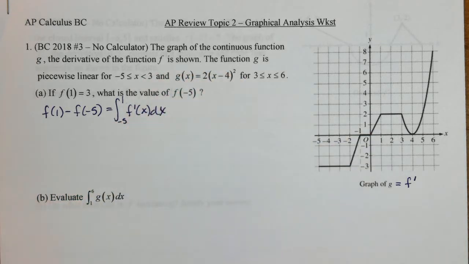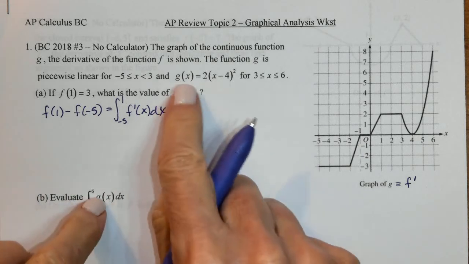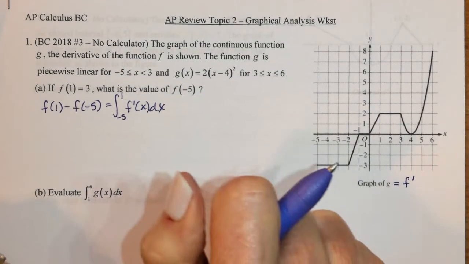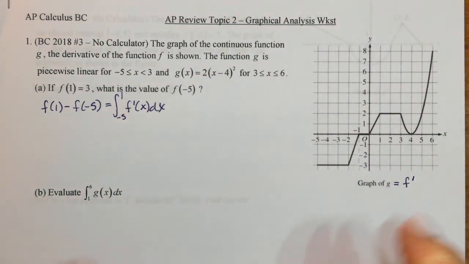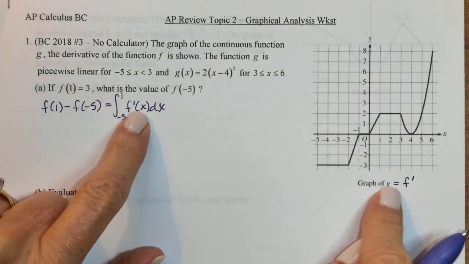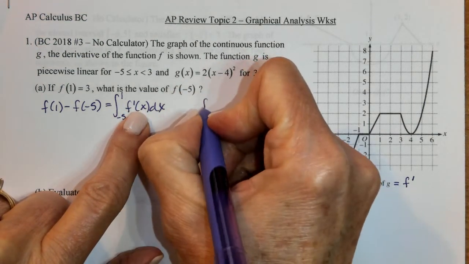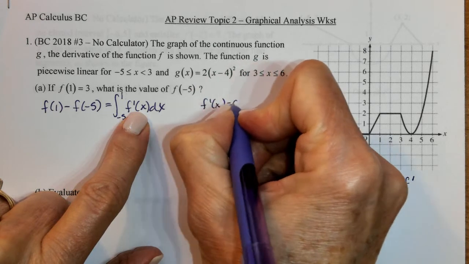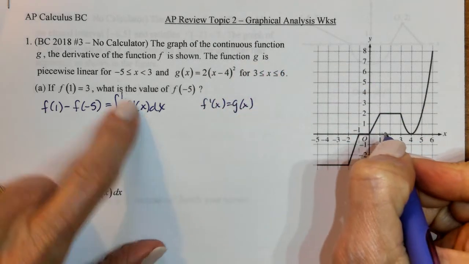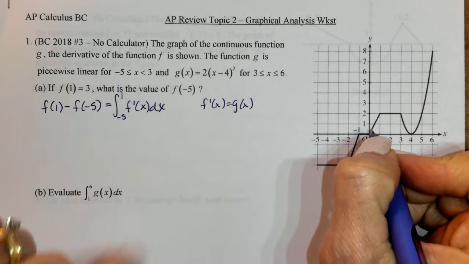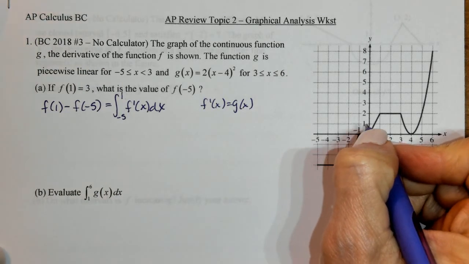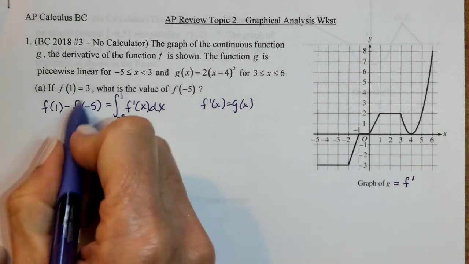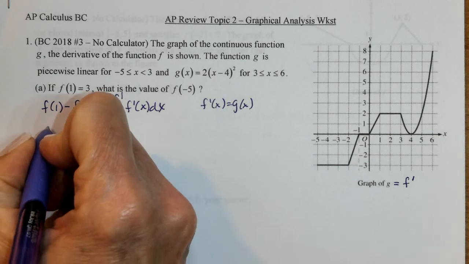You can call it t's or x's, it doesn't matter. I'm going to call it x's because I see that's what they want me to use here. All right. So this is g of x. In fact, I will say f prime of x is equal to g of x. We really don't have to write that there because they told us that. All right, we're solving for f of -5.